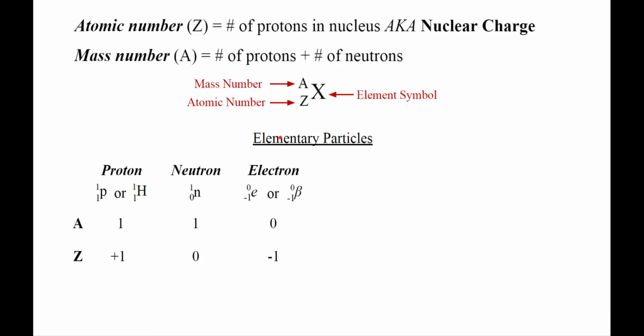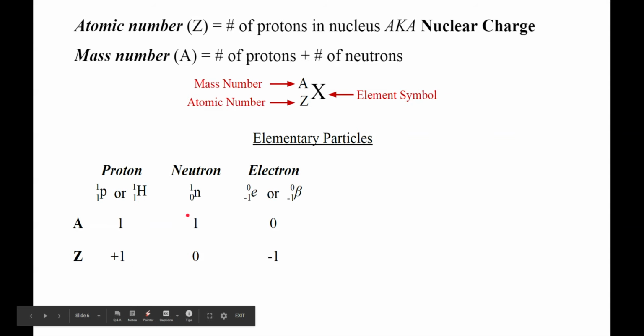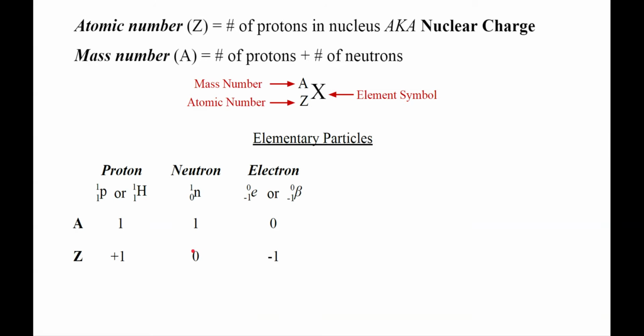So here are some elementary particles we've talked about. Now, we normally use this notation for elements to show the symbol, the mass, and the atomic number, but here we're showing it listed for each particular particle. A proton, either as a lowercase p or H, which is hydrogen, has a mass of 1 and a charge of +1. A neutron has a mass of 1 and 0 charge. An electron has a mass number of 0. It has mass, but it's so small we're just going to put 0. And it has a nuclear charge of -1.